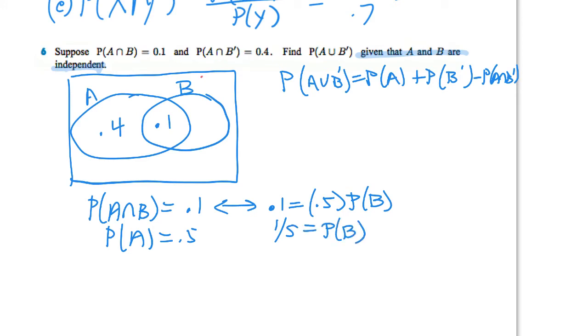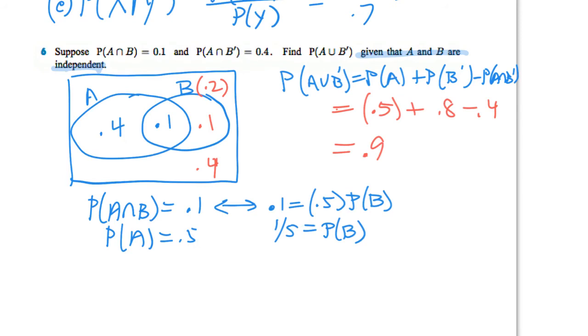So now that I know that's 0.2, I get to put 0.1 in this region and 0.4 out here. So that's going to help me go back and solve the original problem. P(A) is 0.5. P(B prime) would be 0.8. And A and not B would be 0.4. So solving this, we get 0.9.